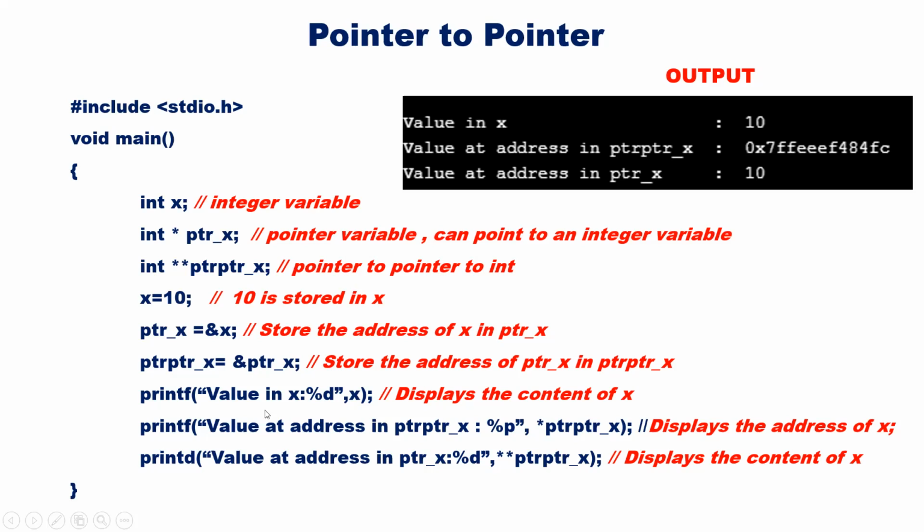So value in x is equal to 10. Value at address pptrx is equal to star pptrx. So pptrx contains the address of ptrx. The value at that address is the address of x. So it displays the address of x. So when you write star star pptrx, it displays the content of x. pptrx contains the address of ptrx, and the value at that address is 10. So 10 will be displayed on the screen.